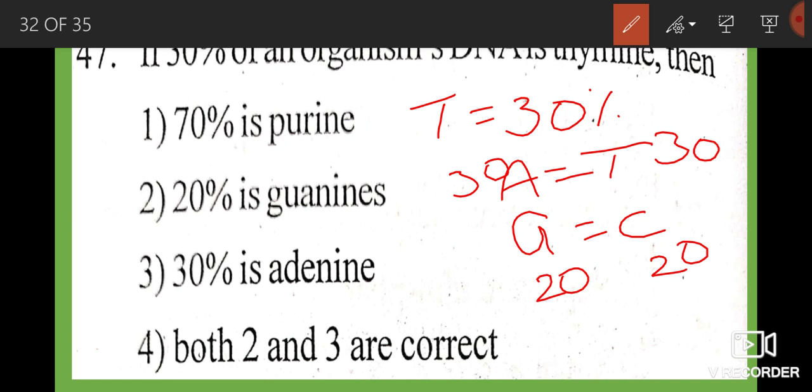So the right option is the fourth one. Both 2 and 3 are correct. Guanine is 20%. Adenine is 30%.